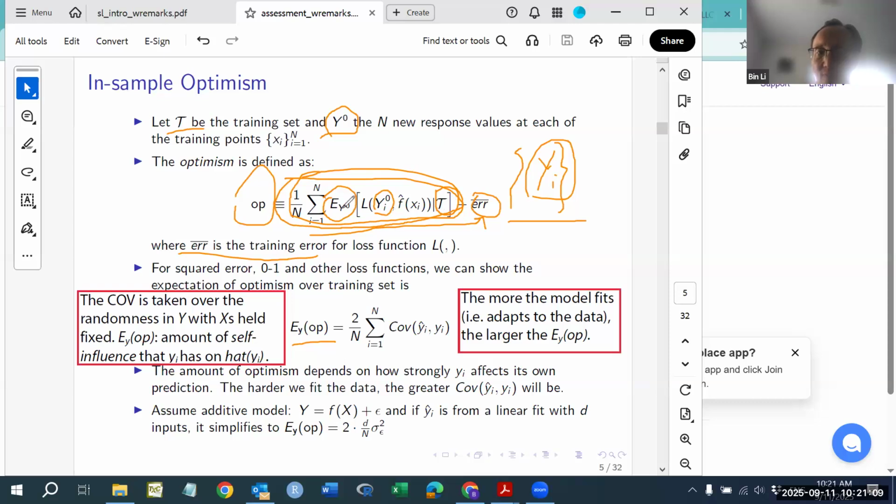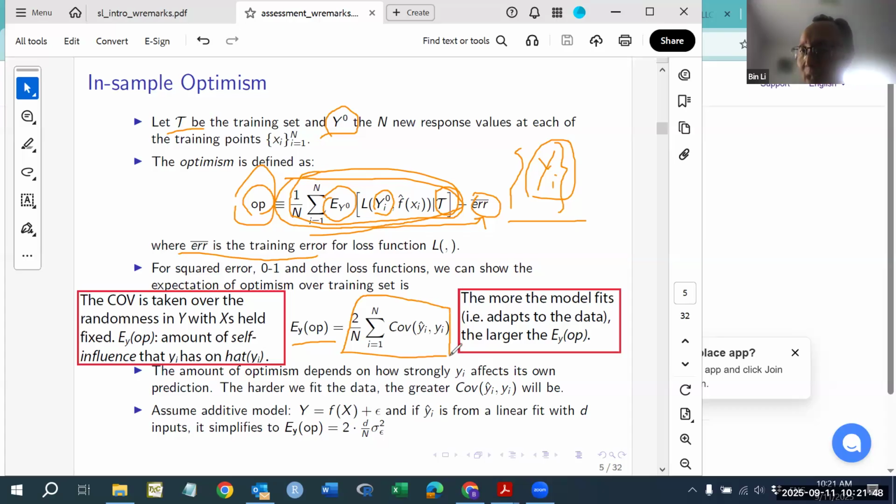So you can see these are different expectations. This expectation is over the y0, that's the new yi's. But here the expectation is over the y's on the training set. There are subtle differences, okay? That is equal to this for many models, not for all. For many models, we can rigorously prove that the expected value of this OP in terms of the yi's on the training set is equal to this.